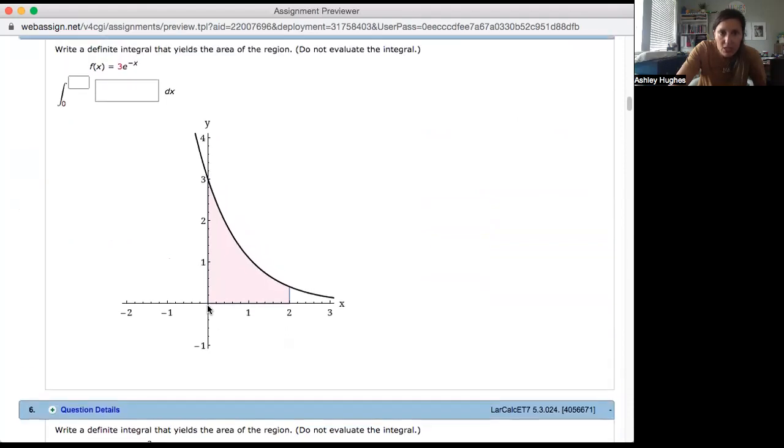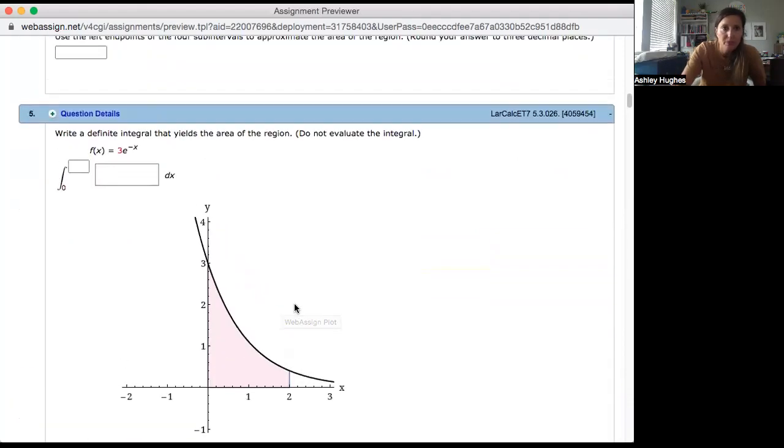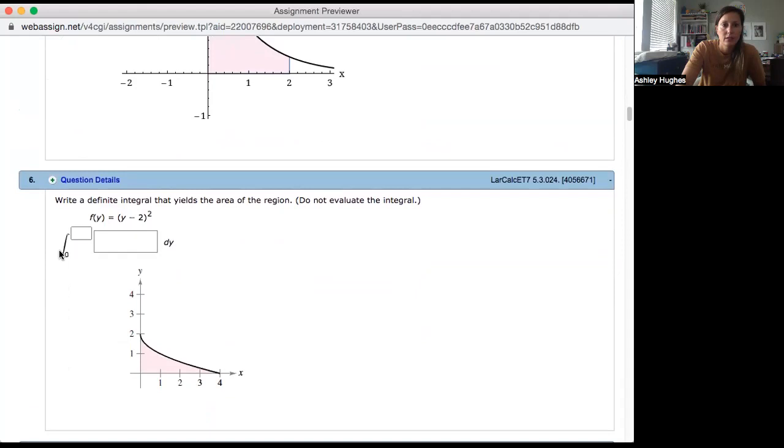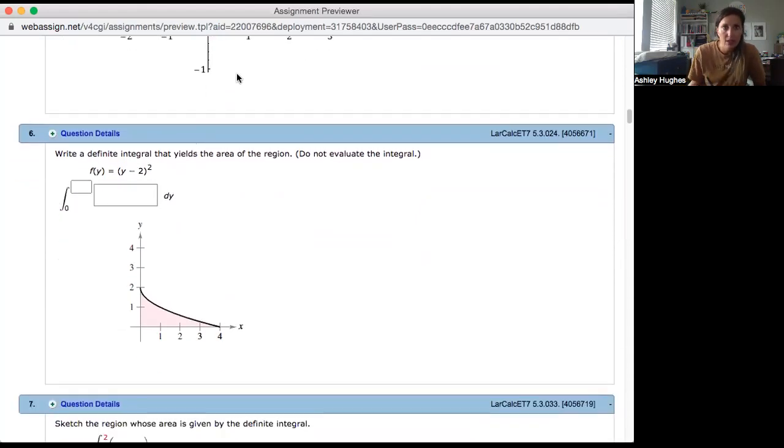So you can see that we start at 0 and we go to 2. So we're just integrating from 0 to 2 the function itself, 3e to the negative x. This one, if it's in terms of y, we need to use the y bounds, so 0 to 2, and then just the function itself, because the left bound is just x equals 0.